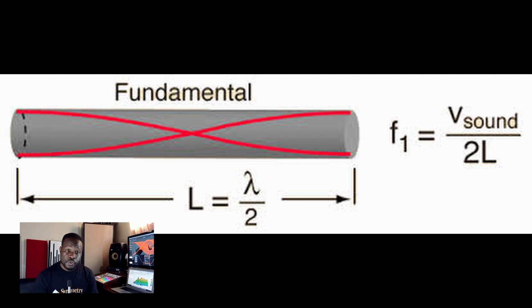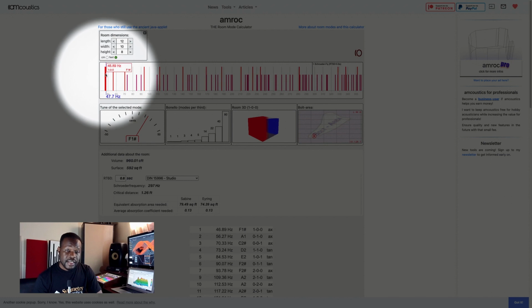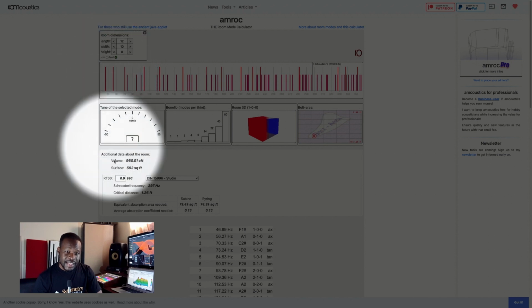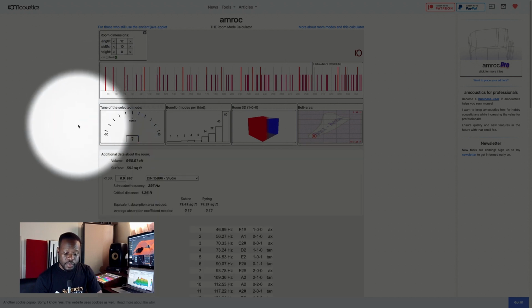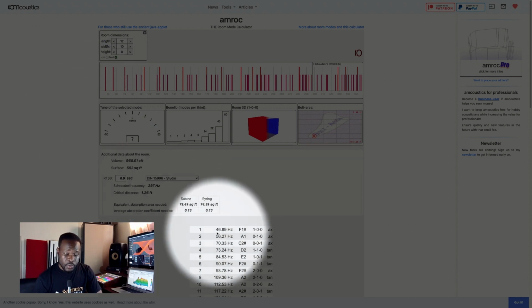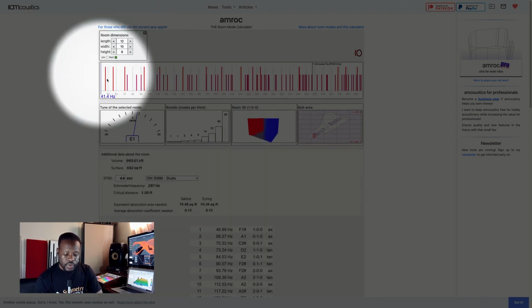So if it is a length of 12 feet, we take 1130 and divide it by 12 times 2, which is 24. That gives us 47 hertz as the lowest resonant frequency in that room at that dimension. So that's the first actual room mode at that dimension: 47 hertz, from the 1130 feet per second speed of sound divided by twice that dimension.